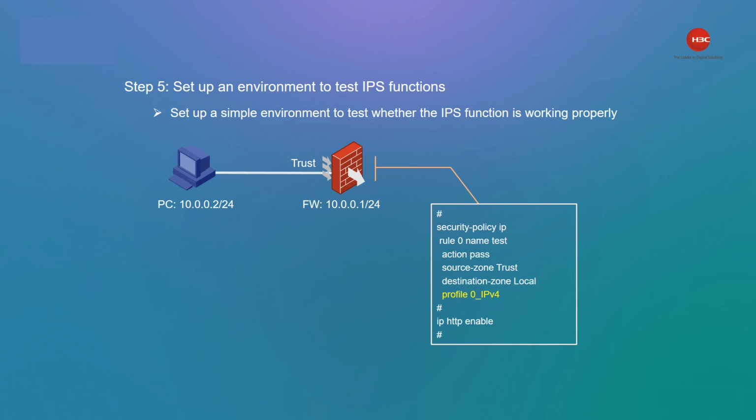Connect a PC directly to the firewall. Release the policy that this PC accesses the firewall local domain, and call the IPS policy in this security policy. Open the HTTP service on the firewall. Use the firewall as the server and the PC as the client. Simply form a server and client environment.